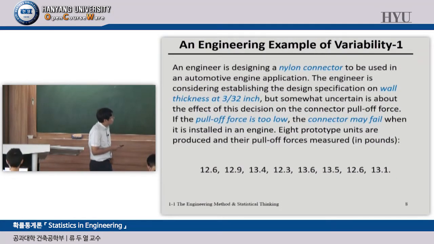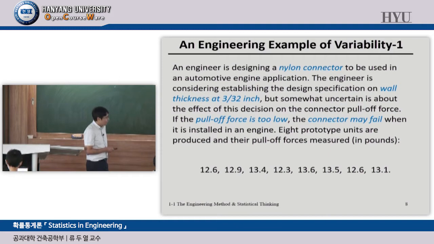And this is the first example of variability. An engineer is designing a nylon connector to be used in an automotive engine application. The engineer is considering establishing the design specification on wall thickness at 3/32 inches, but is somewhat uncertain about the effect of this decision on the connector pull-off force. If the pull-off force of this nylon connector is too low, the connector may fail when it is installed in an engine. And this causes problems. So we have to find the optimum wall thickness of the nylon connector to resist the applied pull-off force.